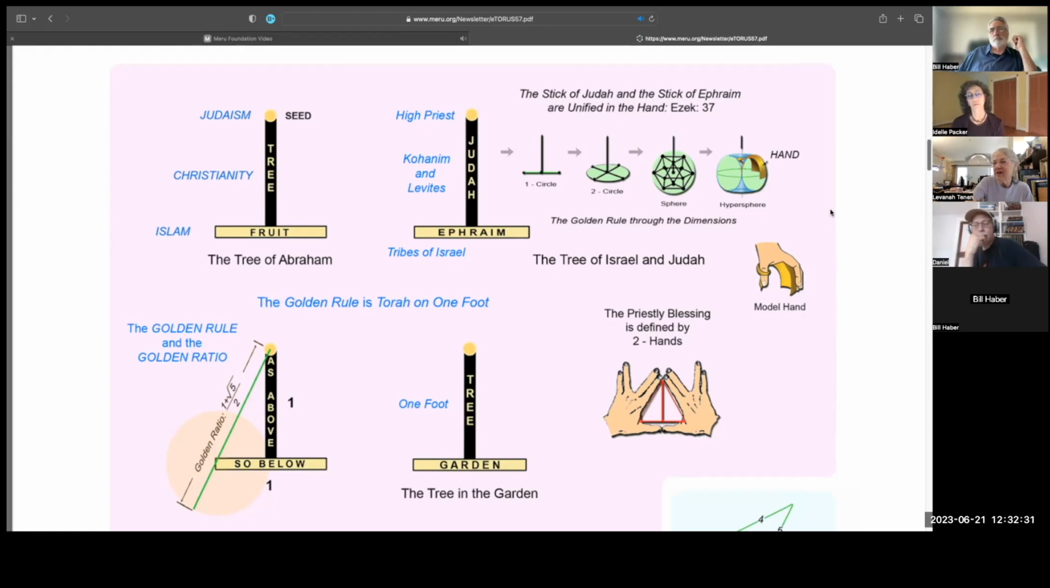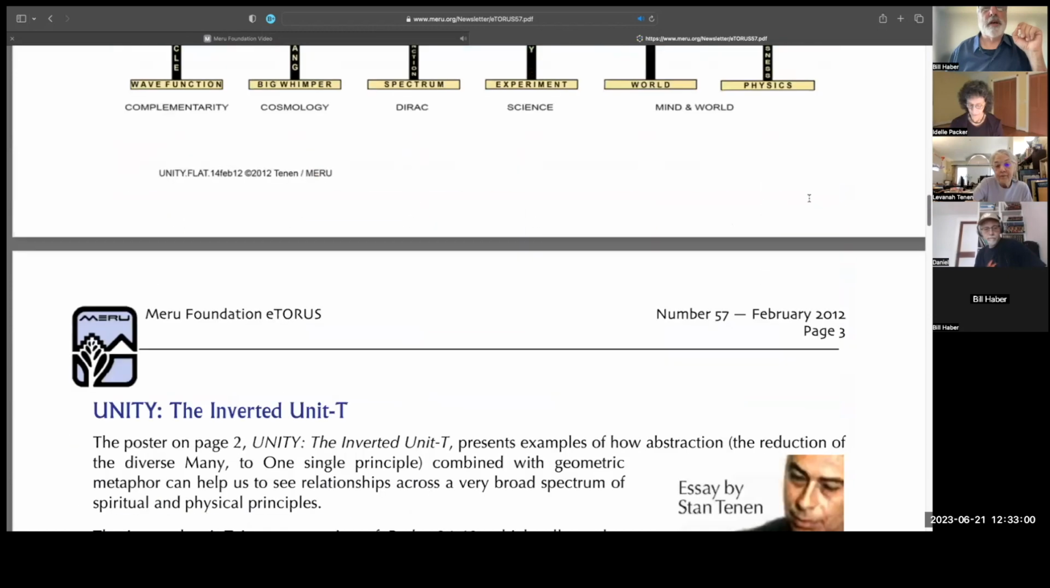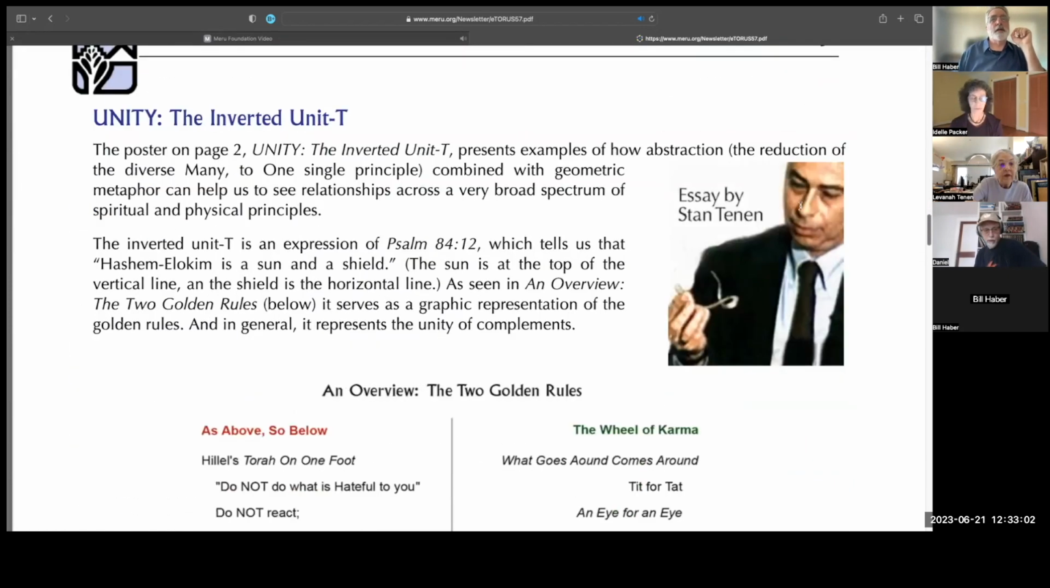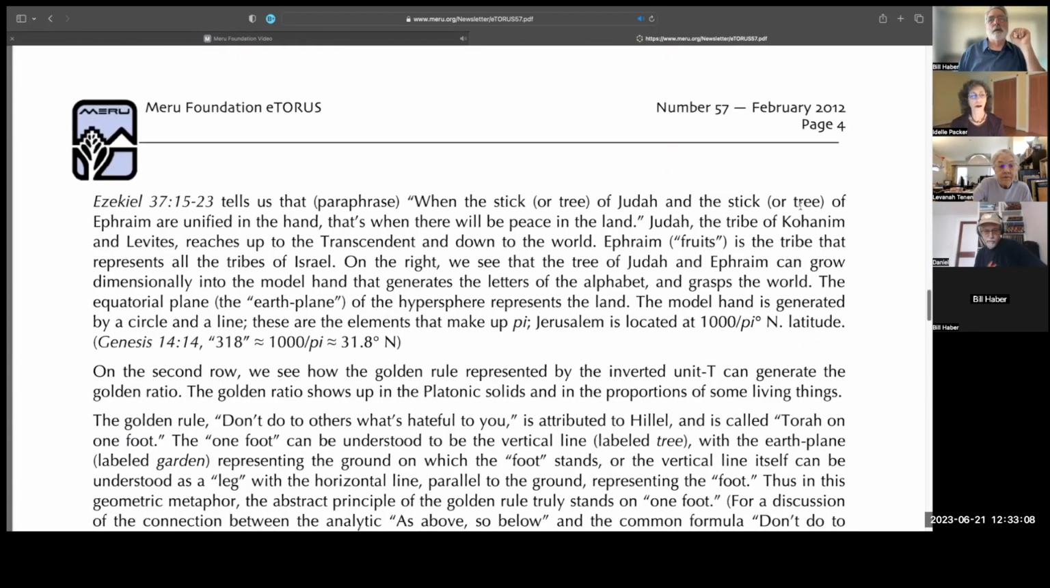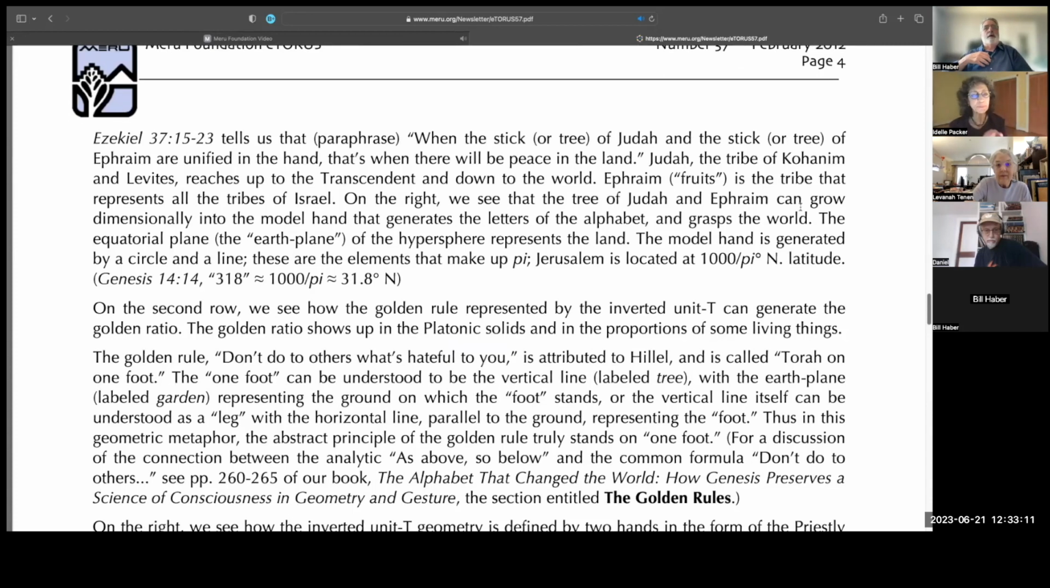I think it's chapter 15. No, Ezekiel chapter 37, lines 15 to 26. That's it. Where they talk about a prophecy as to when there will be one land, one king, one God in the land. This is also, I think, discussed here. Yeah. Where is it? Yeah, here it is.